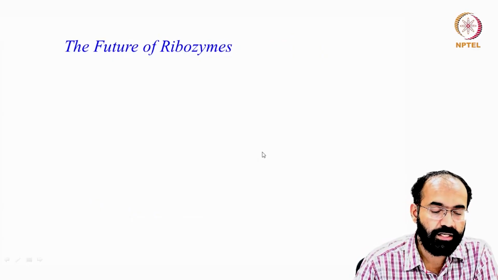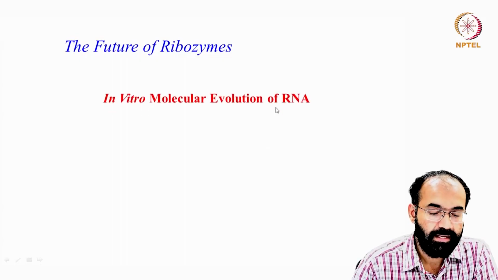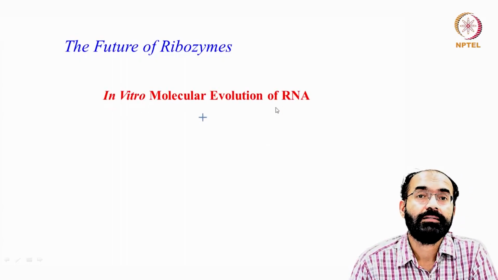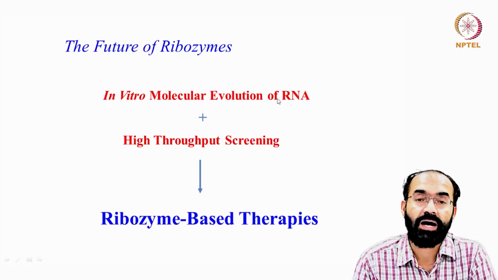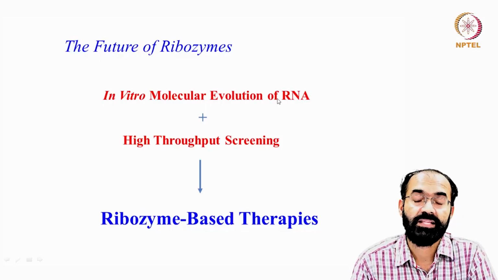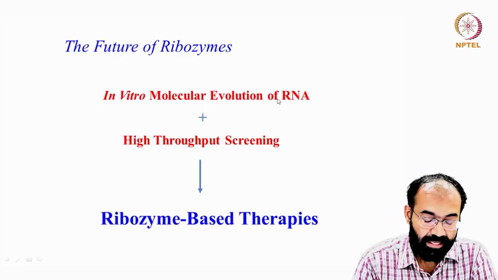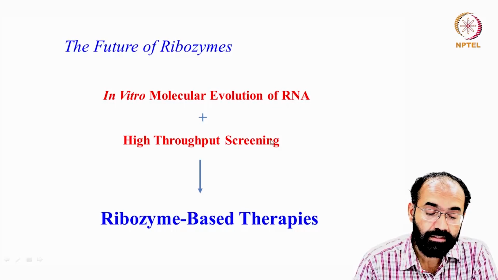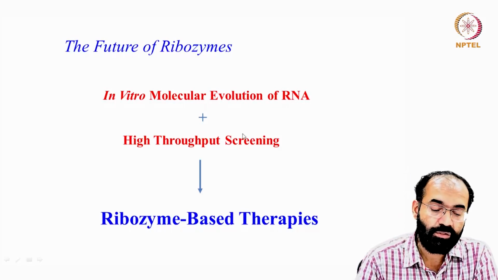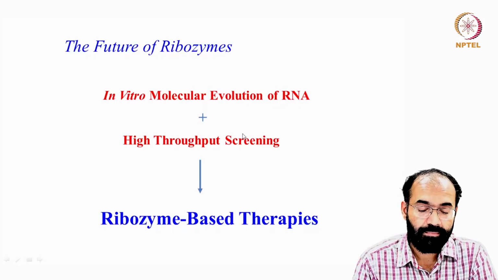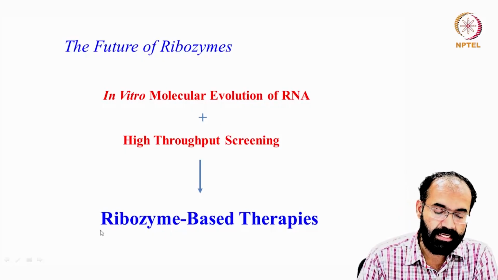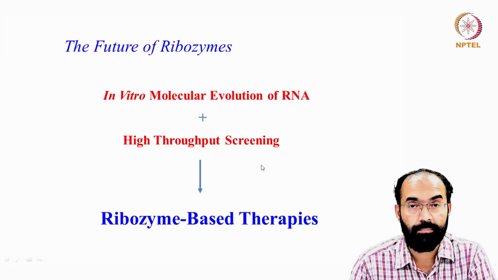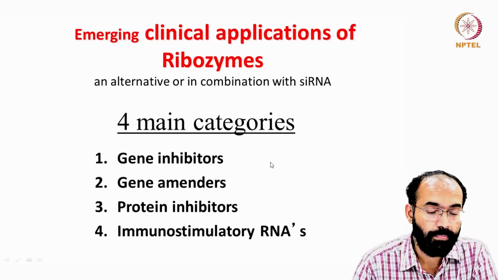Now let us quickly look into the future of ribozymes. Can we adopt newer and newer functions to the ribozyme? The in vitro molecular evolution of RNA is very much possible with the help of ribozymes. And we can also do high throughput screening. That means you can design a ribozyme and do a screening, based on which ribozyme-based therapies are very much possible.